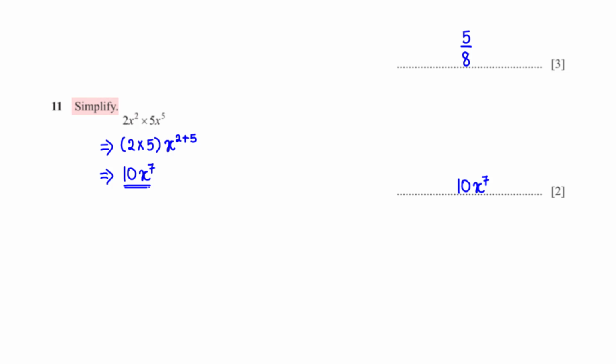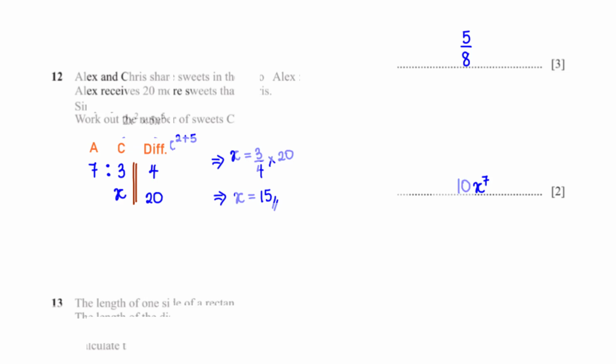Simplify. 2x squared times 5x raised to the power 5. We multiply the constant terms 2 and 5. When the x terms are multiplied, their powers add, giving us x raised to the power 2 plus 5. 2 times 5 is 10. 2 plus 5 is 7. And so our final answer here is 10x raised to the power 7.